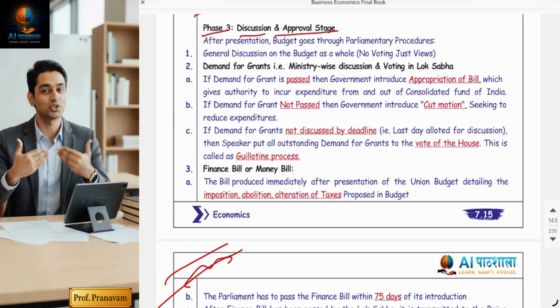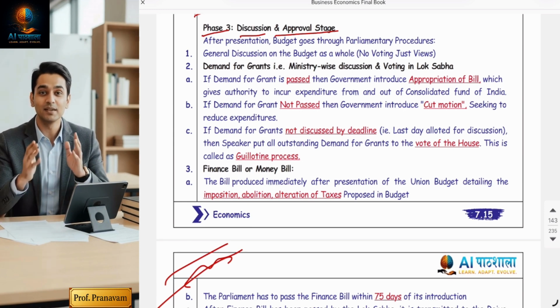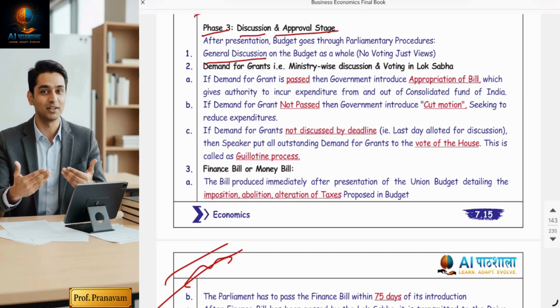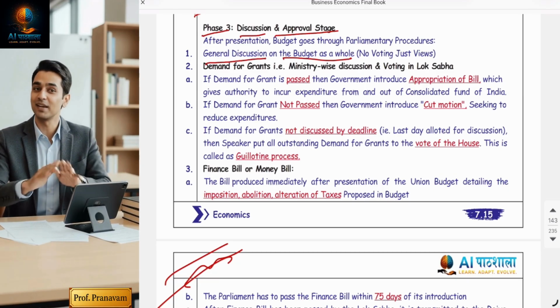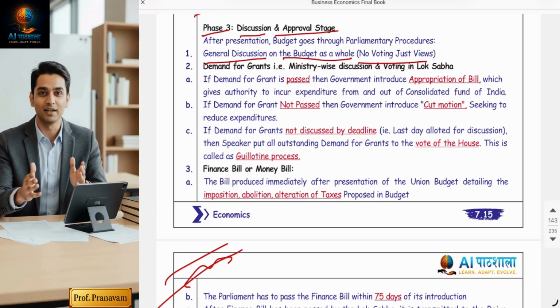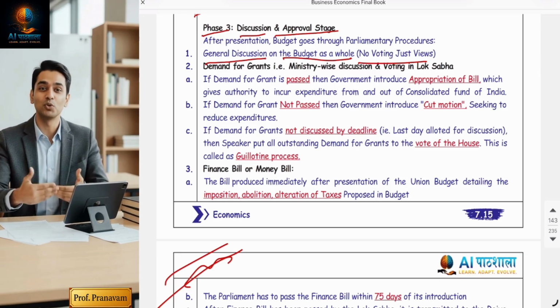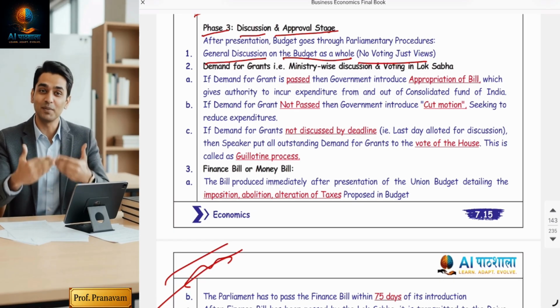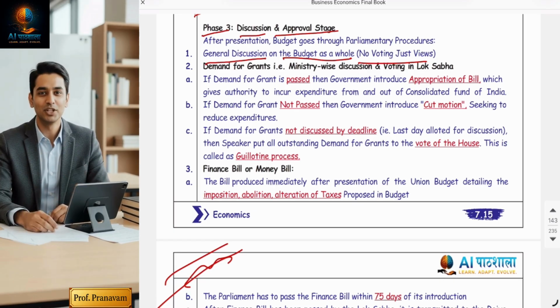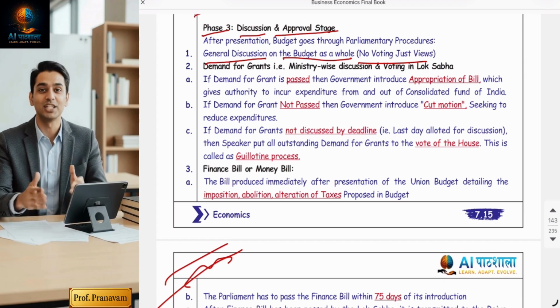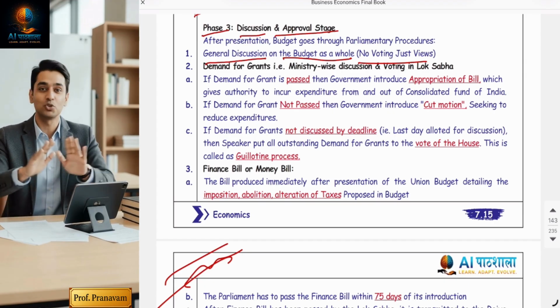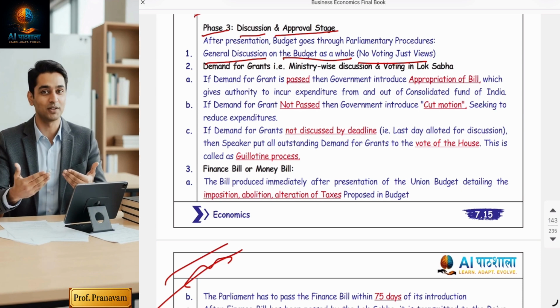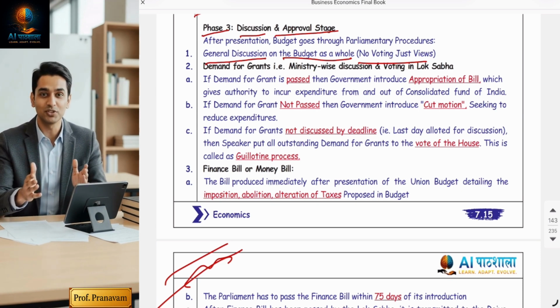Discussion of various documents and changes. In this stage, general discussion on the budget as a whole takes place. There are no voting rights, just views are shared on whether this budget is developmental, what the negative and positive points are, what the weak points and strong points are, etc. But there is no voting. Only general discussion on the budget takes place, to take the review of various Lok Sabha members.